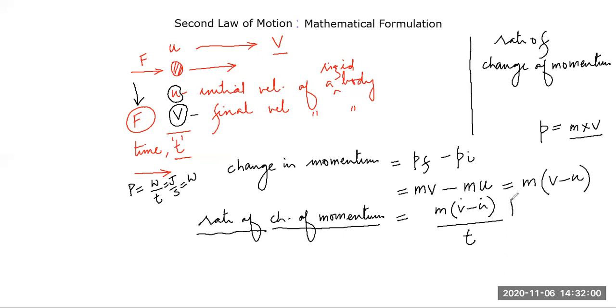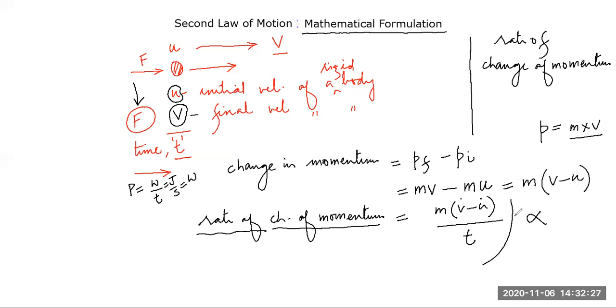Now Newton's second law says this rate of change of momentum is proportional to. See, we want to have a mathematical formulation. That means whatever the statement is, we will express that statement in units and mathematical notations. So this is proportional to what?